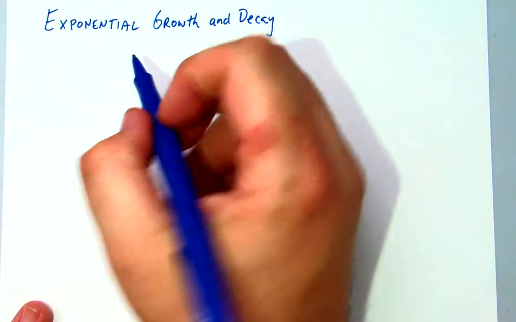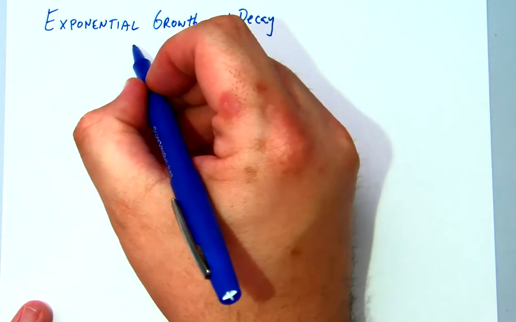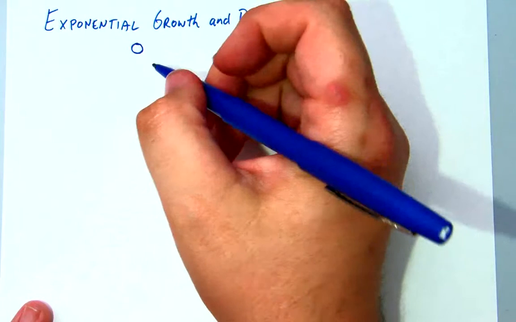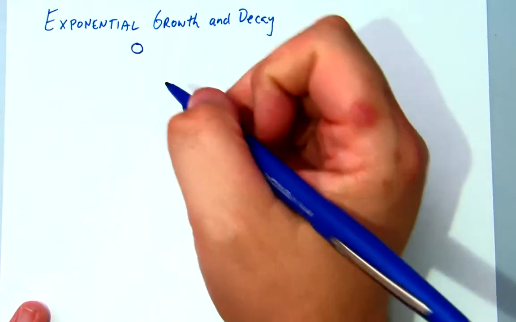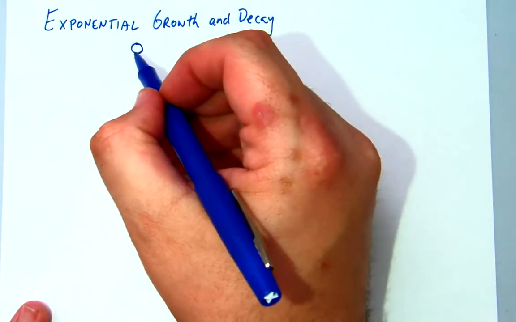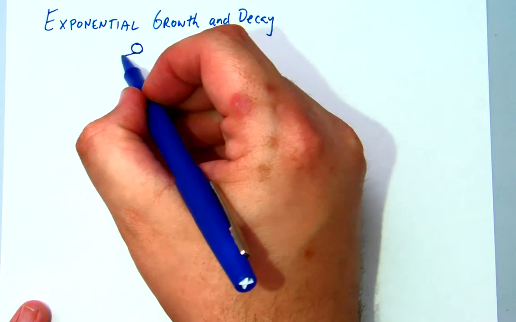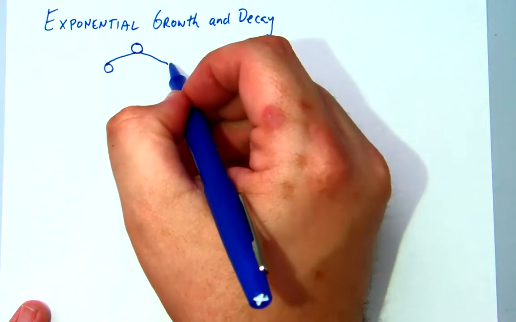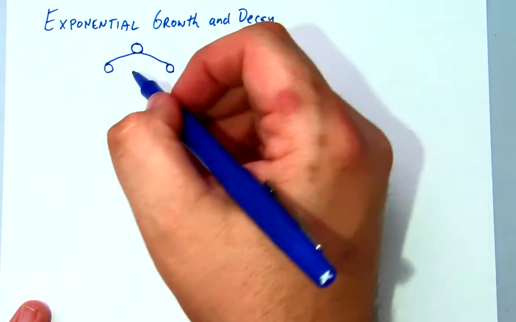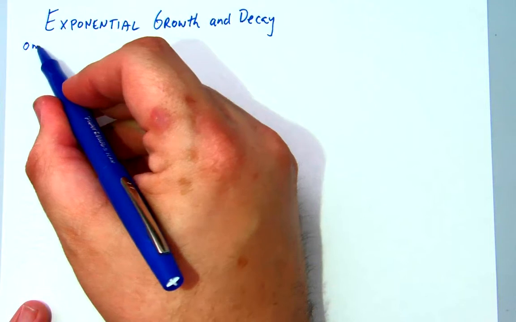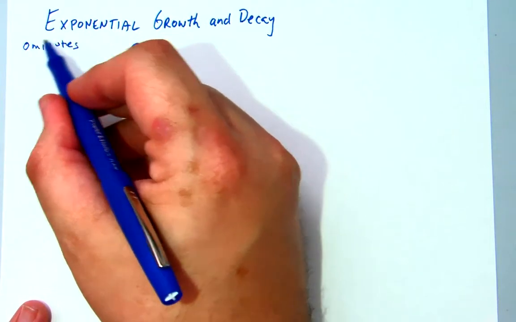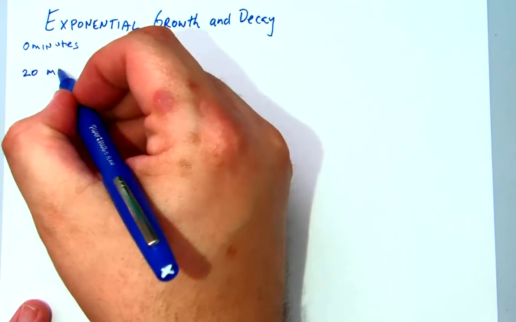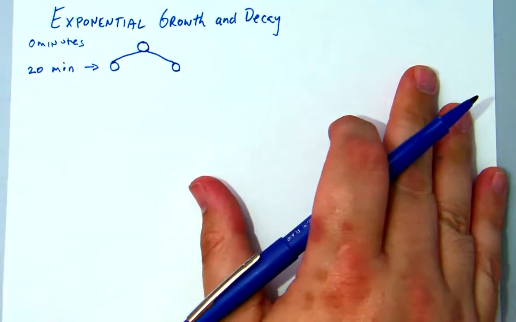Let's say that you have a cell in your body, one cell, there it is. And let's say every 20 minutes that cell divides. So when that cell divides, what's going to happen is it's going to break up into two cells. Now 20 minutes later, so this is at 0 minutes. And it's important that you have your first situation at 0 minutes. Then you have at 20 minutes, you got your two cells.